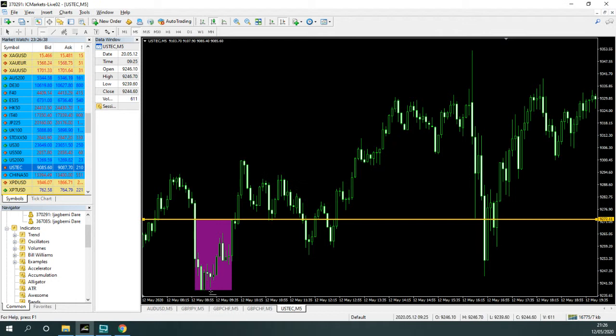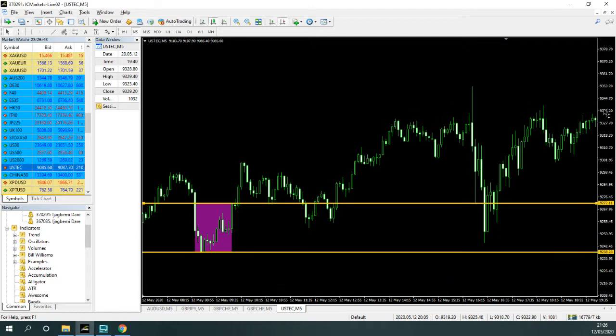Looking at it first, but don't judge the book by the cover. Practice it, check it out. From the way I'm looking at it, it's a very good one. Even though it looks zigzag, you can see this is your stop loss here. Nothing touches the stop loss. Your trade is safe throughout.